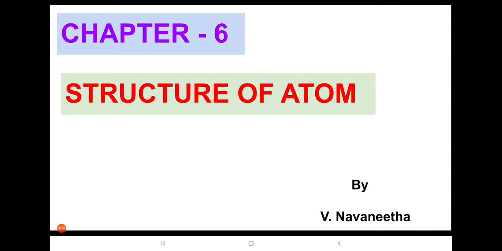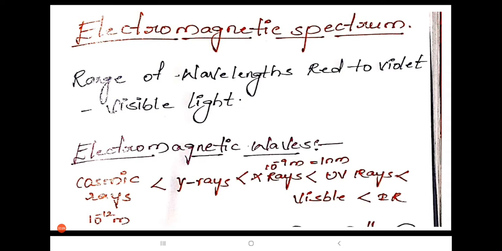Now we are going to discuss a topic from the structure of the atom, that is the electromagnetic spectrum. We know what is meant by the electromagnetic spectrum. We know electromagnetic waves, right? Electromagnetic waves can have a wide variety of frequencies. The entire range of electromagnetic wave frequencies is known as the electromagnetic spectrum.